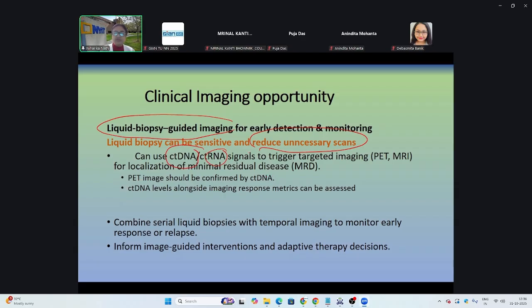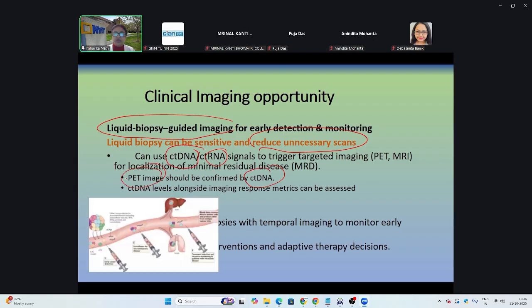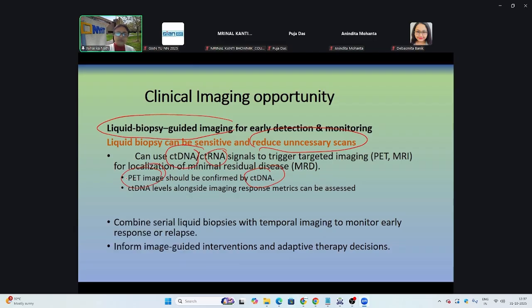However, is the circulating DNA there? Is it found too much in the blood? Does it mean anything? That should be followed up with a PET image. So again, this is an opportunity. So we can combine these liquid biopsies, and we can do temporal imaging to monitor early response or early relapse.